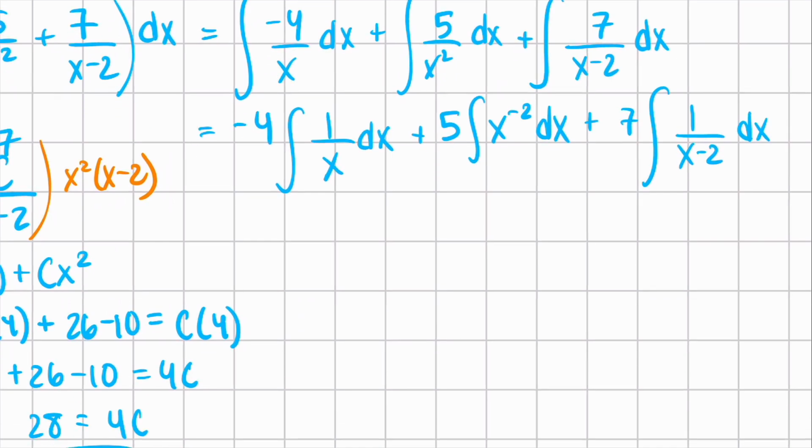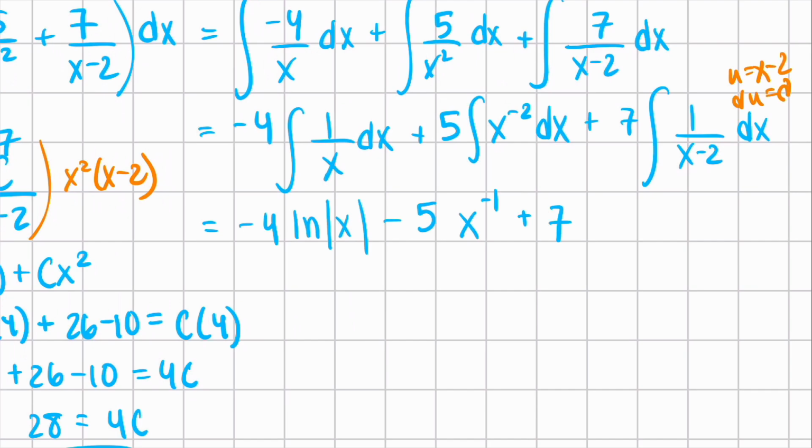So we're going to be using that basic power rule for integration. So I'm going to have, I don't need u sub for the first one, negative 4 natural log of the absolute value of x, plus 5, increase your exponent, and then multiply out front. So I'm going to make this positive and negative, plus 7. Notice when you do u sub for the last one, x minus 2, du equals dx, so we don't need to change anything. And we get natural log of x minus 2 plus c.